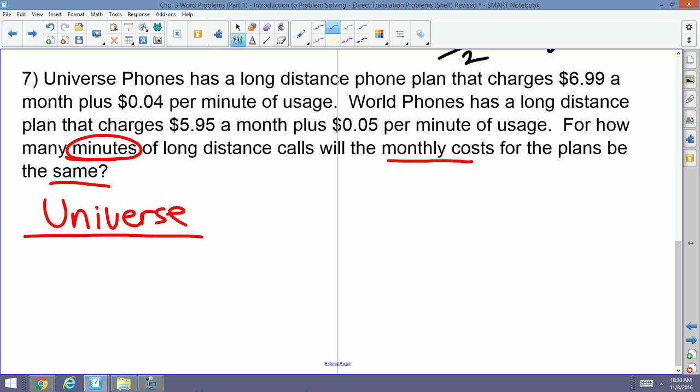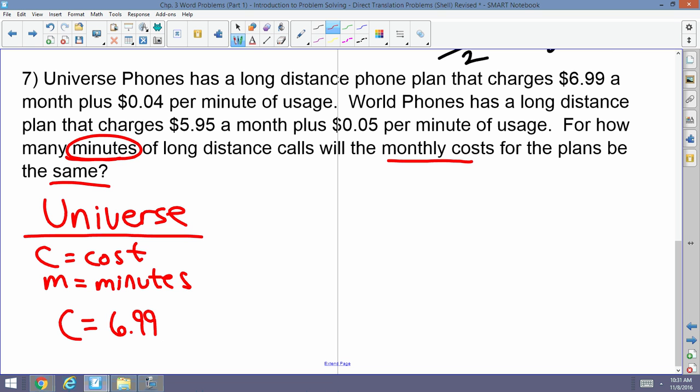Okay, so let's make some labels here. I'm going to call C the cost, and I'm going to call M minutes. The cost of the monthly plan for Universe Phones is $6.99 for the month, plus 0.04M, 4 cents per minute used.